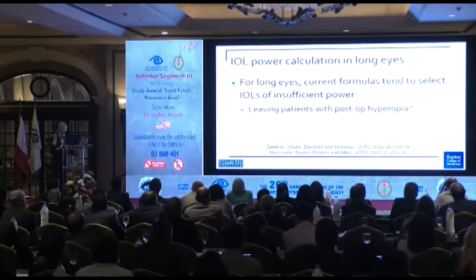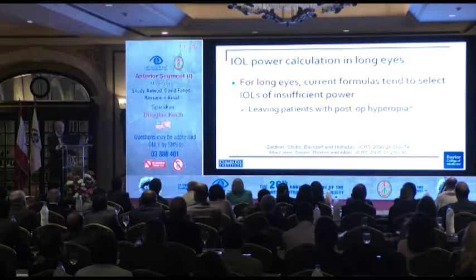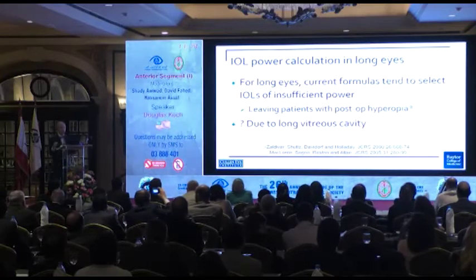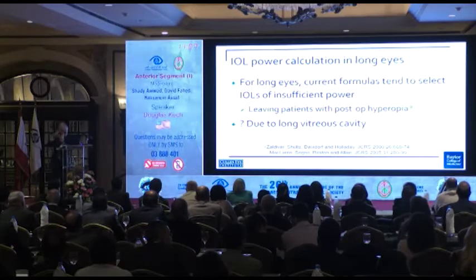And to take a patient who's minus 10 and make that patient plus 1 is obviously quite frustrating for a patient who's used to at least seeing something up close. And I think it's due to the fact that the vitreous cavity is disproportionately long in the axial myopic eye. So the front of the eye is the same, but the eye lengthens in the back.